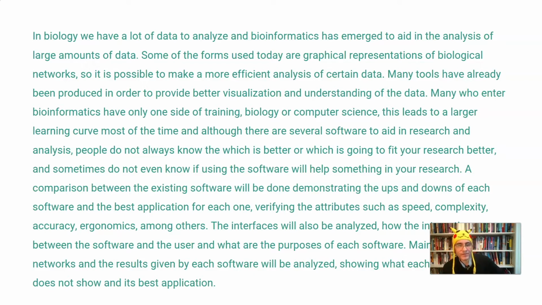So let's begin. In biology, we have a lot of data to analyze, and bioinformatics has emerged to aid in the analysis of large amounts of data. Some of the forms used today are graphical representations of biological networks, so it is possible to make a more efficient analysis of certain data. Many tools have already been produced in order to provide better visualization and understanding of the data.